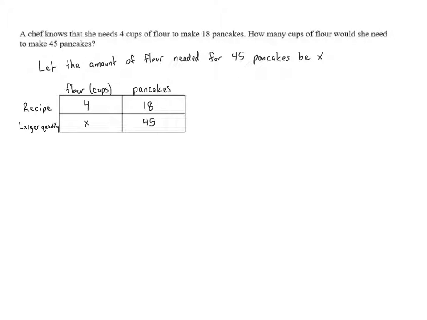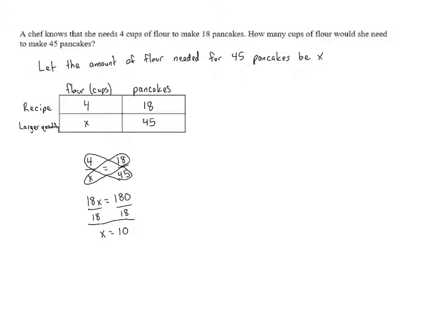And once we've filled out the table, we can take all of that information and set it up into a proportion. So we've got 4 over X equals 18 over 45. And now that we have a proportion, we can solve it by cross-multiplying. X times 18 gives us 18x. And 4 times 45 is 180. Now to get x alone, we divide both sides by 18. And when we do that, 180 divided by 18 is 10.